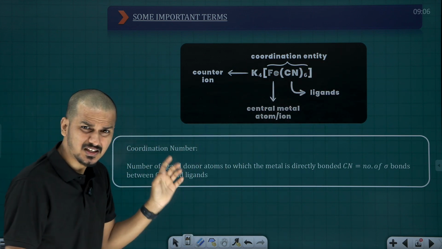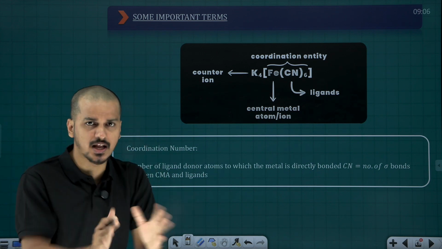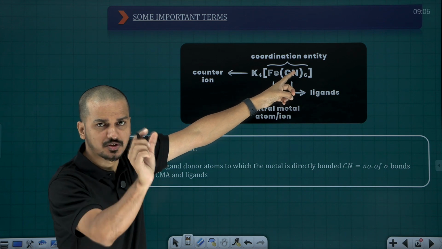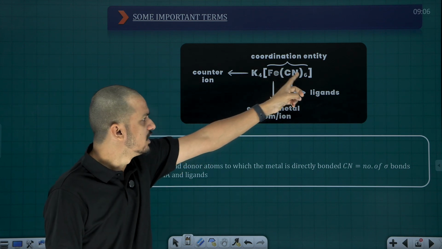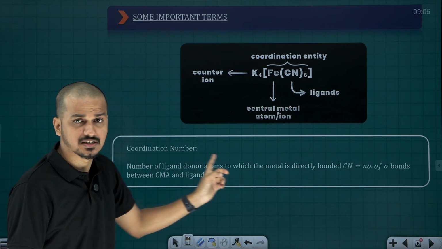So here coordination number means the number of ligands, or else the number of donor atoms that attach to the central metal atom. Here CN- is donating an electron pair to the central metal atom. So 6 ligands are there, and that is what is called the coordination number.